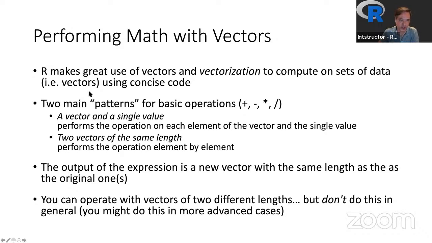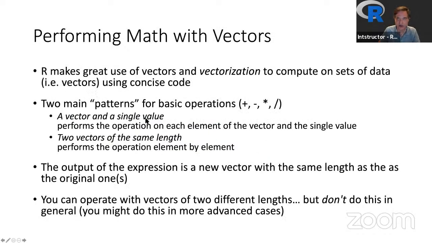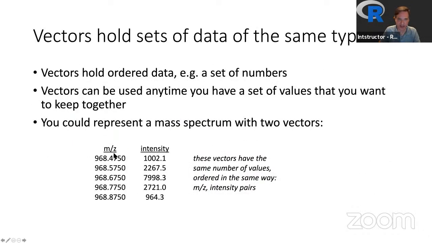There's one pattern where you take a vector. Remember, a vector has all of these values here, multiple values, and we add to it a single value. Or you take vectors that are importantly of the same length. Okay, so just like our mass spectrum example that had multiple vectors, these vectors should be the same length.